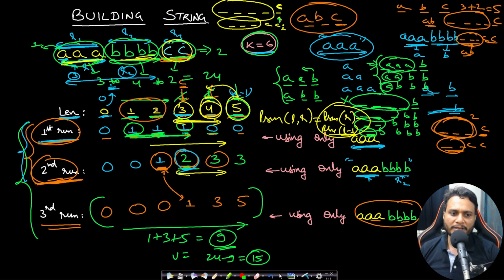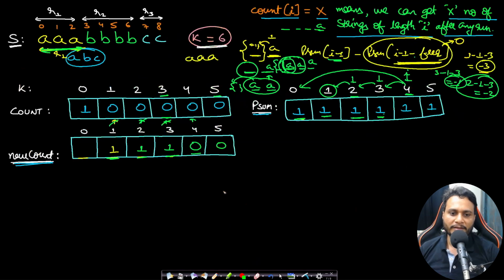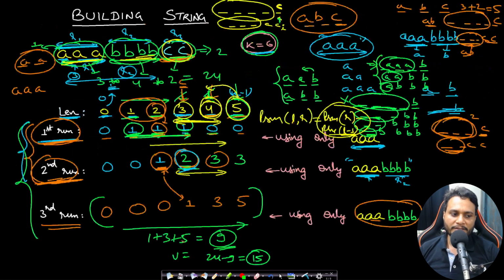And let's say, what is the meaning of this second index value being 1 in the first run? It means that if you just had the string AAA and you had to fill 2 slots, in how many ways can you fill it up? You can fill it up in only one way, which is by using AA. That's it. No other way, right? That's the meaning. So we have just done the same thing.